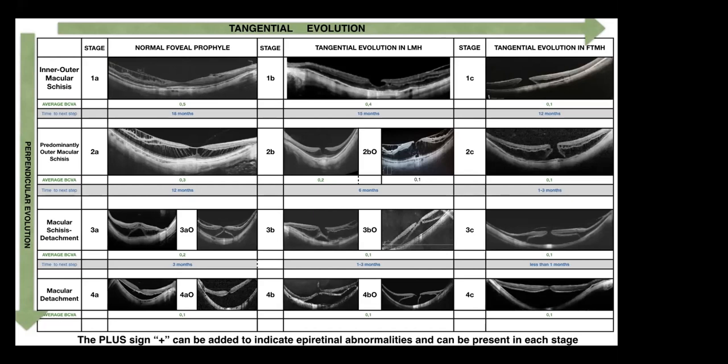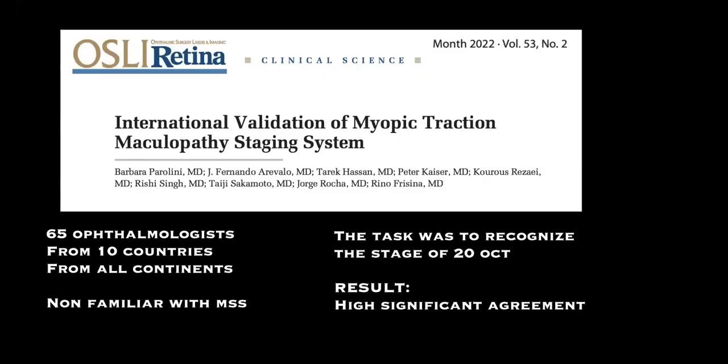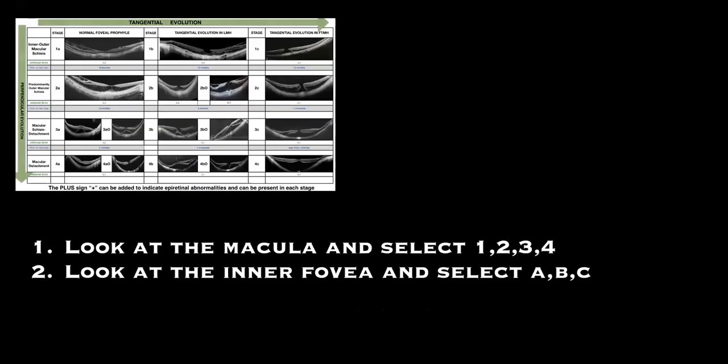It also offers you, in blue under each stage, the average time taken to evolve from one stage to the next. So you can also offer prognostic information to your patient. It has been internationally validated.